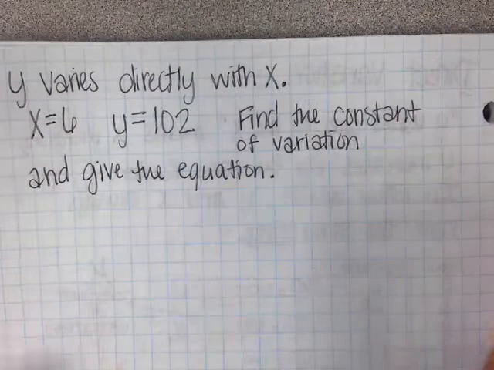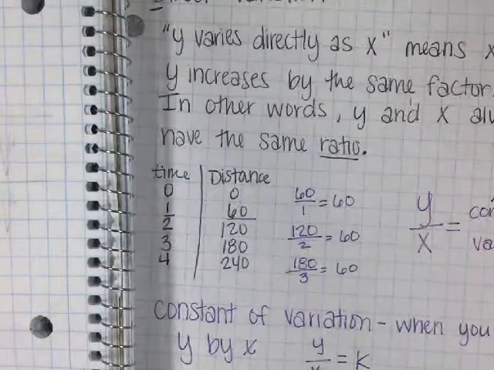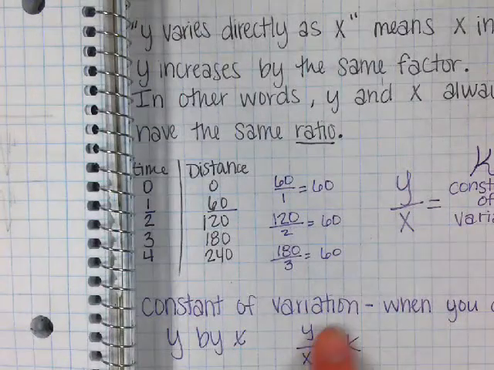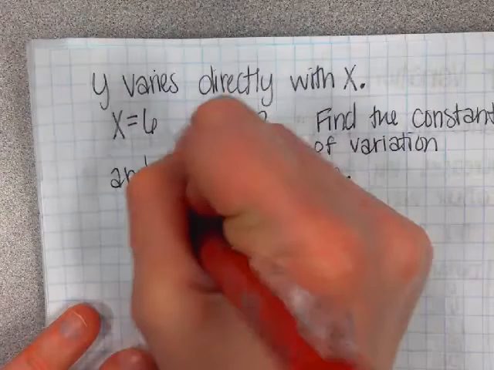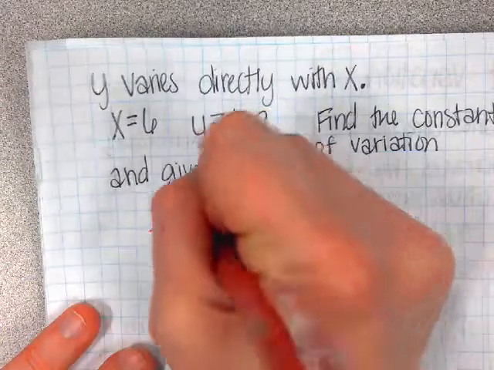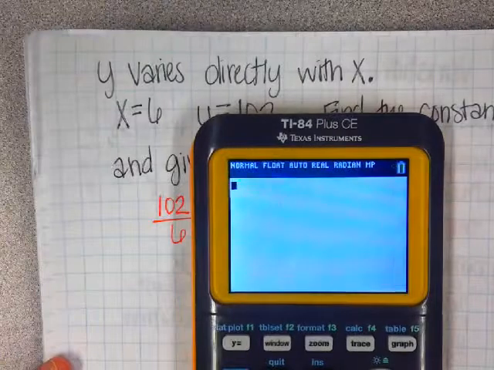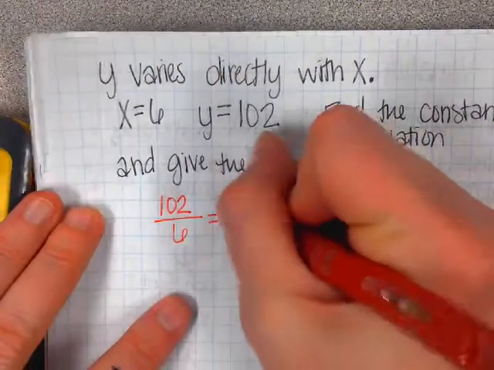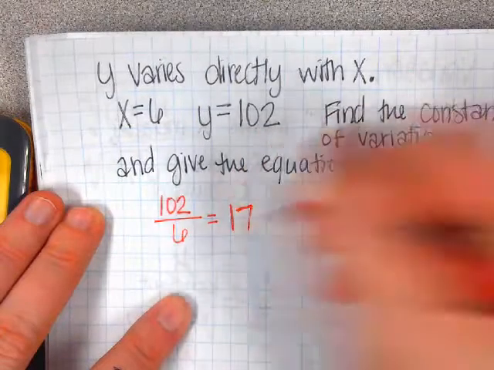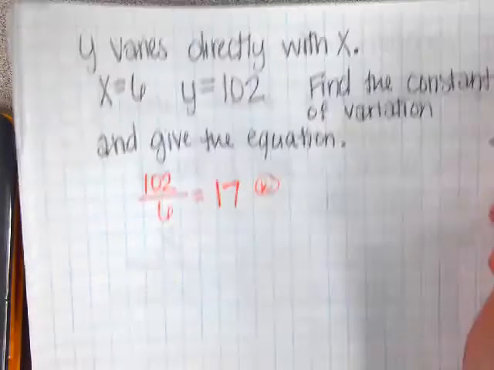Okay, so find the constant of variation and give the equation. So back over here, we said the constant of variation comes from dividing y by x, and you'll get your constant. So you're going to take 102 and divide by 6. So 102 divided by 6 is 17. So that's my constant, or my k.